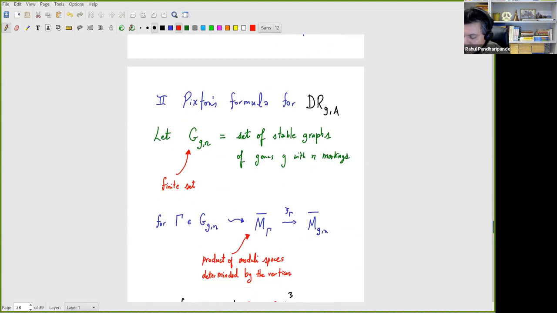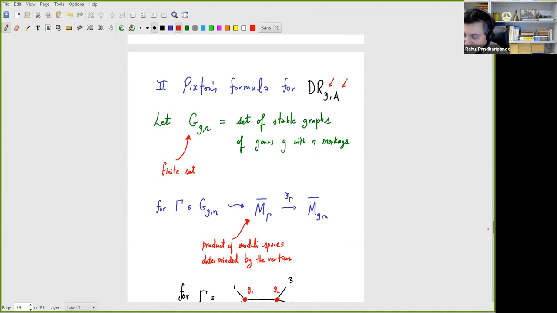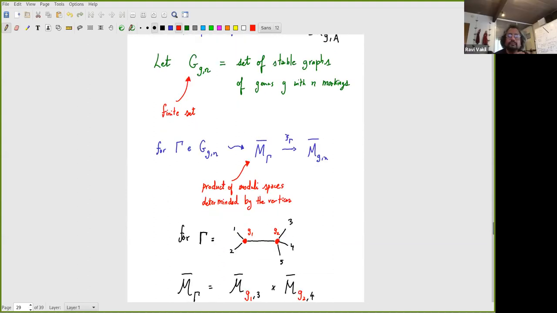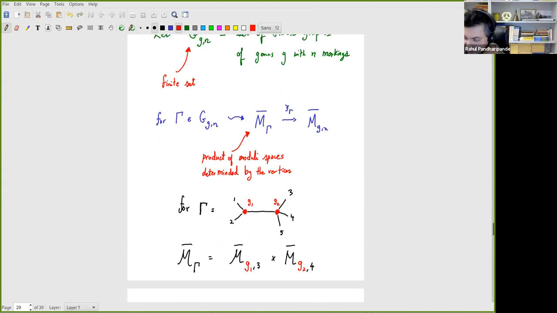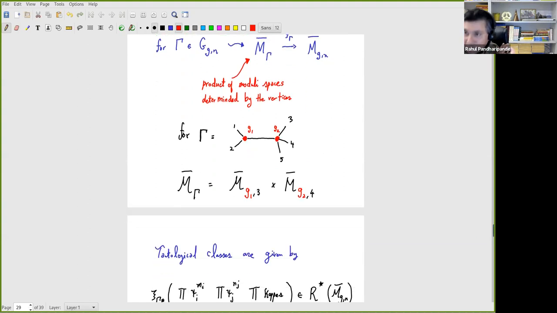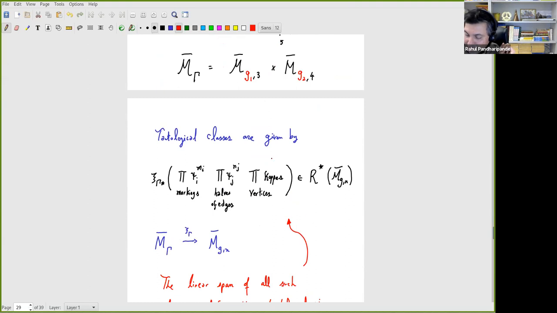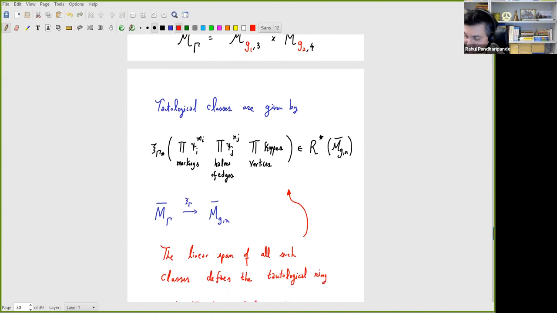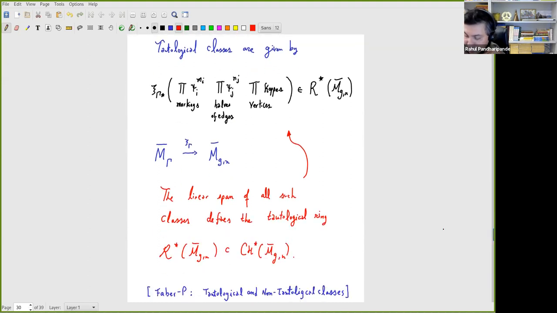So Pixton's formula is for the general DR cycle, for any g and for any data. And the way that formula looks is it's a sum over stable graphs. And so what is a stable graph? Well, I don't know. Should I say all this stuff? So if I have a stable graph, I get some product of moduli spaces in the usual way. And the tautological classes are given. If I have a graph, I can push forward cotangent lines on the points, I can push forward cotangent lines on the half edges, and also kappa classes on the vertices. And that gives the additive generators of the tautological rings, not even multiplicative generators, additive generators. The linear span gives everything.